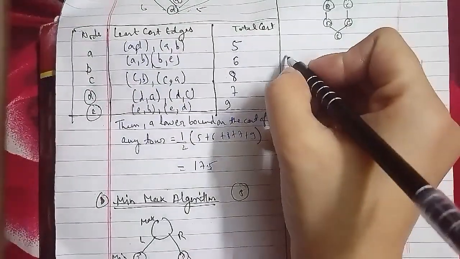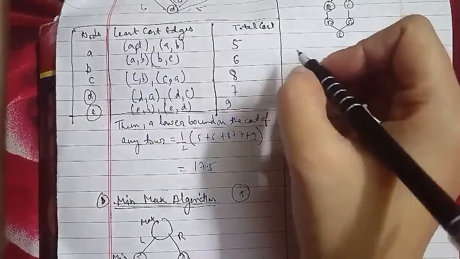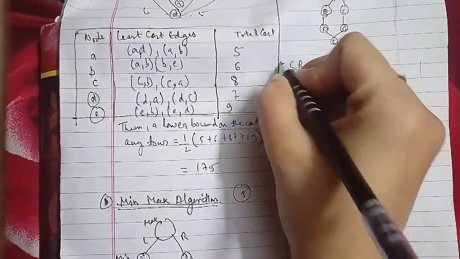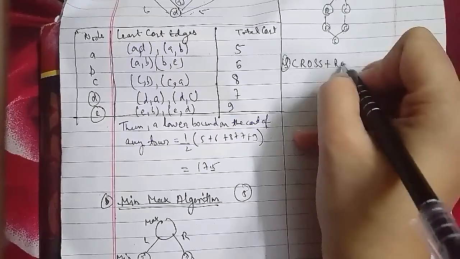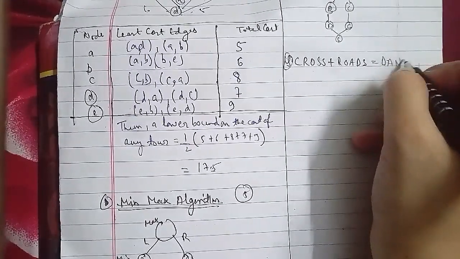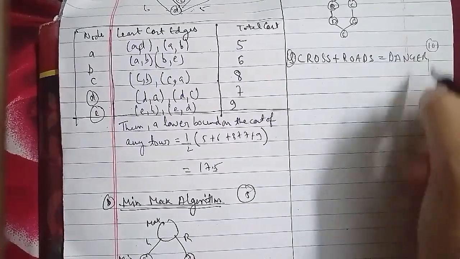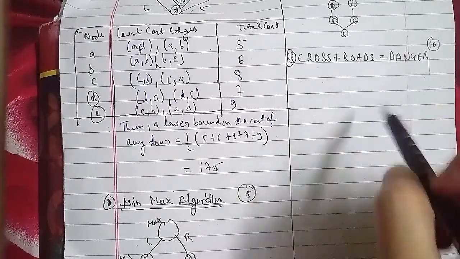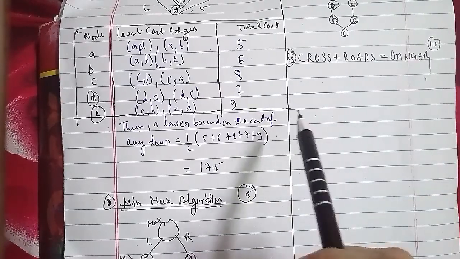We will go ahead with another one: explain the constraint satisfaction procedure for the cryptarithmetic problem. This is a question: CROSS plus ROADS equals DANGER. Okay, so that has been asked for 10 marks each time. Before starting with that, you have to know about the constraint satisfaction procedure, then we'll solve this.